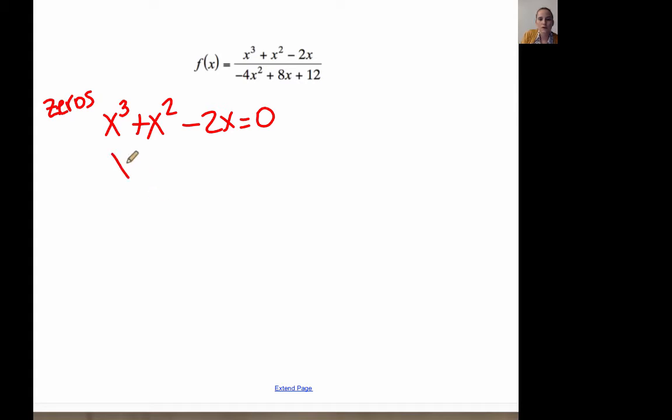So we're going to factor out an x, get x squared plus x minus 2 equals 0. Of course, we can have an x equaling 0. Or let's factor the rest of this. X.